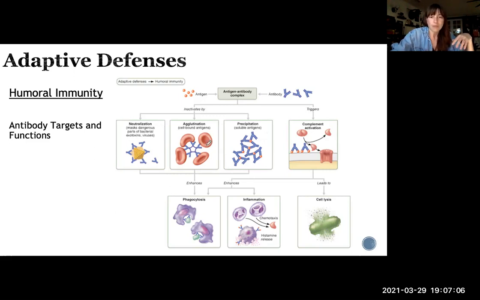So these three things are going to keep antigens from invading other body cells, and they're also going to create a large target for phagocytes, right? For your macrophages and your neutrophils. So creating large targets for phagocytosis. You can also have these antibodies binding to antigens call in complement proteins, okay?